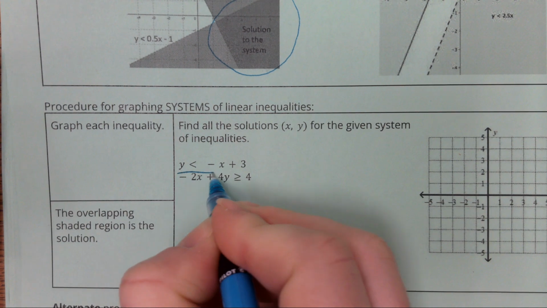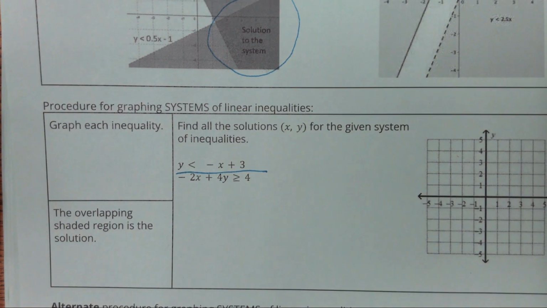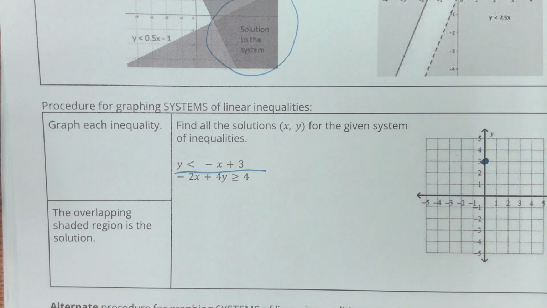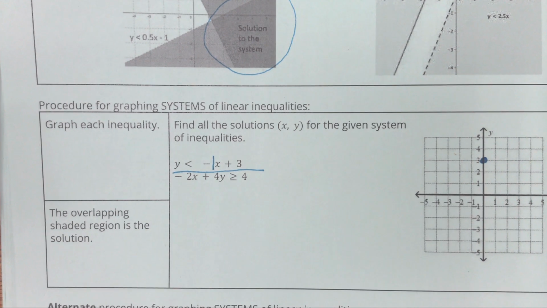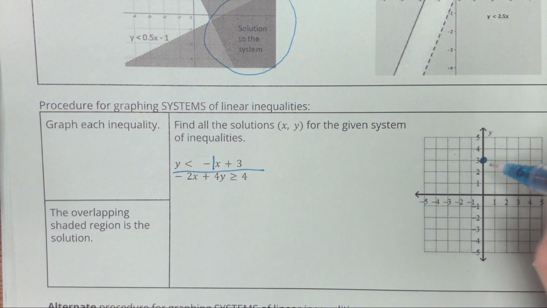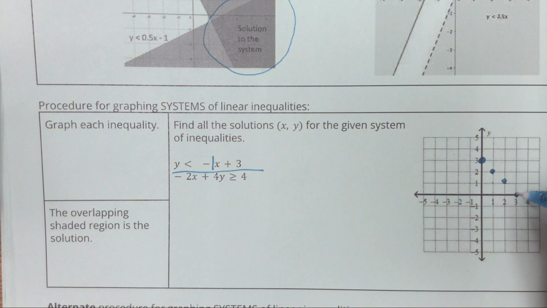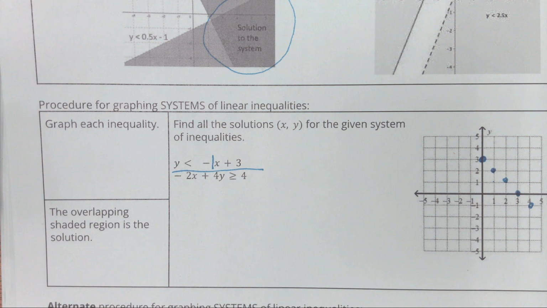Somebody tell me, where should I start my line? 3. Very nice. So we're going to put a 3 on the y-axis. I'm going to just squeeze a little 1 in there. This is a slope of negative 1, so let's go down 1 over 1. And what kind of line should I make? Good, dotted. So we're going to make a dotted line.